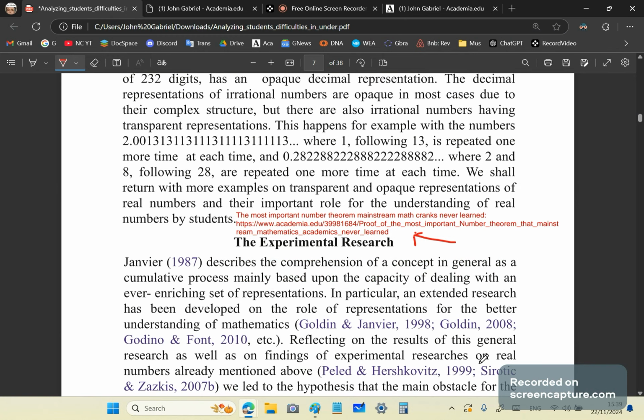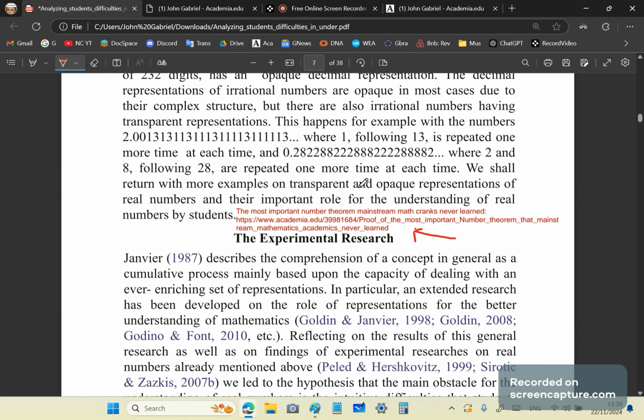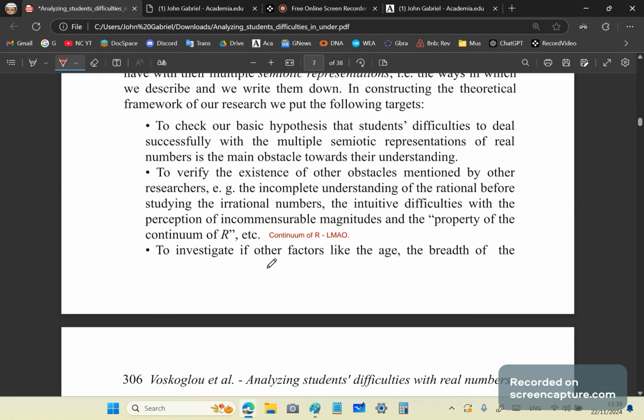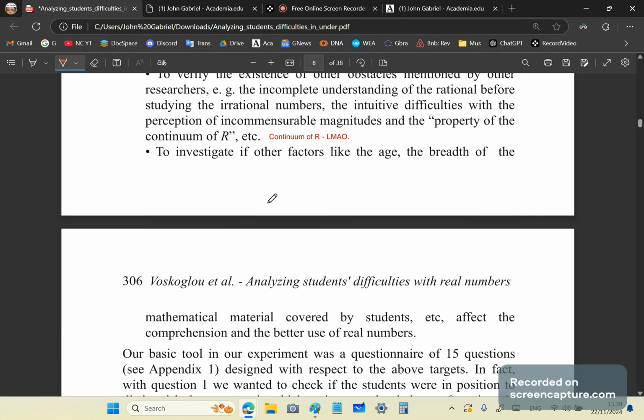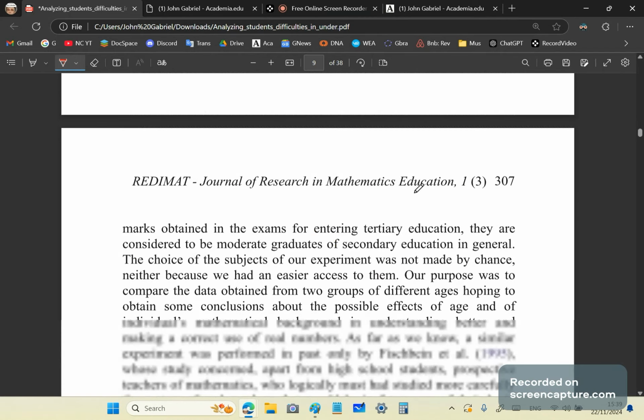Okay. So it needs to be either 2 or 5 to be representable in base 10, because there is no such thing as an infinite decimal expansion. That's just utter garbage. There's no infinite anything. Infinity is a 100% bullshit concept. So then we come now to the part of, this is also funny, where they say the intuitive difficulties with the perception of incommensurable magnitudes and the property of the continuum of R. Since that idiot Georg Cantor came on the scene, mathematics just went down the sewer faster than you can imagine. Okay, so they don't even understand these things. And because they can't be understood, they're garbage.